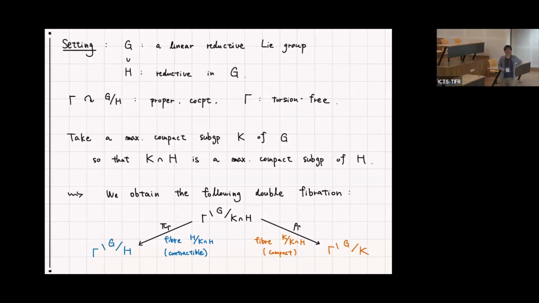Then you can consider this double fibration. So you have G/H/Gamma, but H contains a smaller subgroup K intersect H, so you can consider this fibration. And this fibration has a contractible fiber H/(K∩H). And then this K∩H is also contained in K, and you can consider another fibration. The fiber is K/(K∩H). This time this is a compact fiber, but it has a non-trivial topology. And I would like to remark that since Gamma is torsion-free, these actions are automatically free. The Gamma actions on G/(K∩H) and G/K are automatically free, and properness is obvious because K is compact. So these three Clifford-Klein forms can be considered.